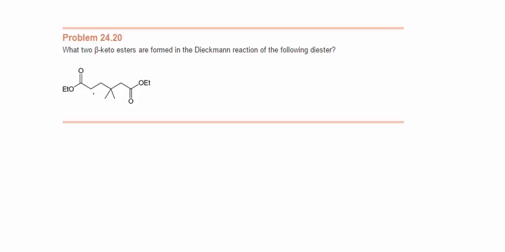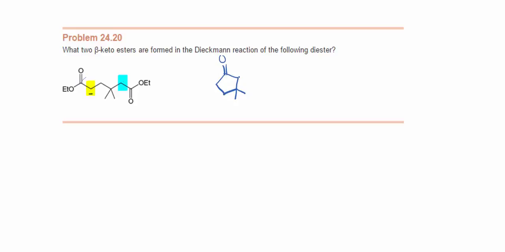Number 20, what two beta keto esters are formed in the Dieckmann reaction of the following diester? Well, remember that is an intramolecular reaction and it is a ring closing reaction. Here we have two alpha carbons. I will highlight them different colors so that we can follow them a little bit. Now, if my carbonyl is going to attach to the blue carbon, then what I will end up with is a 5-membered ring.